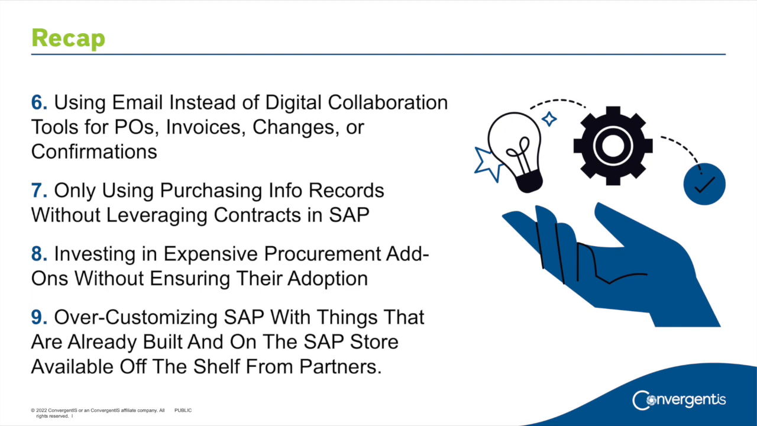Huge time savings there. Number eight, investing in expensive procurement add-ons without making sure that you get the adoption. Make sure that you plan for the time to roll them out. Think about those small bite-sized pieces towards your goal. And number nine, over-customizing or building things that are already built.